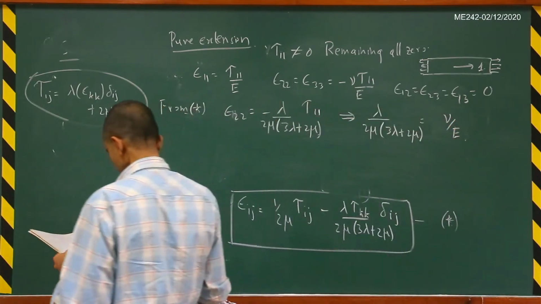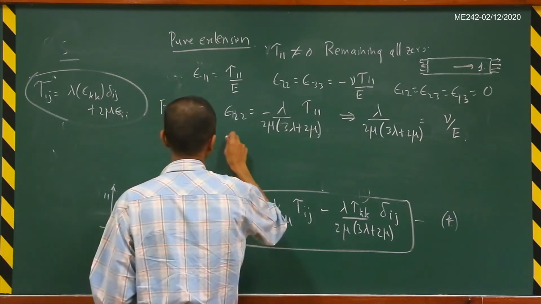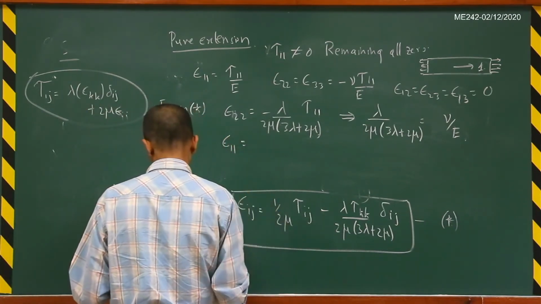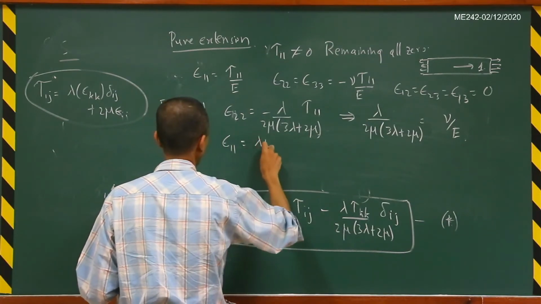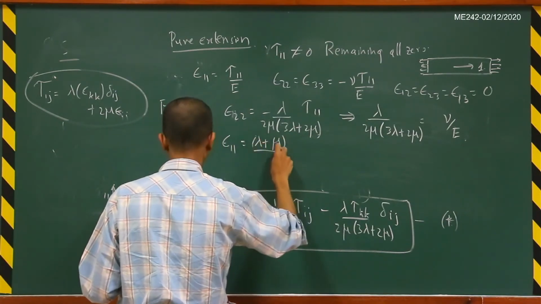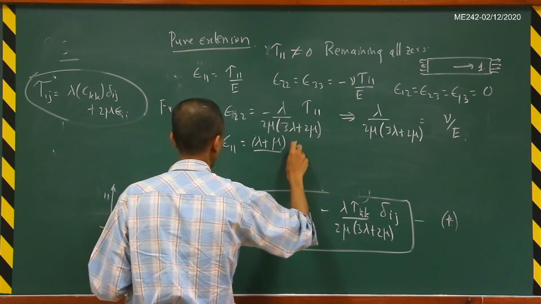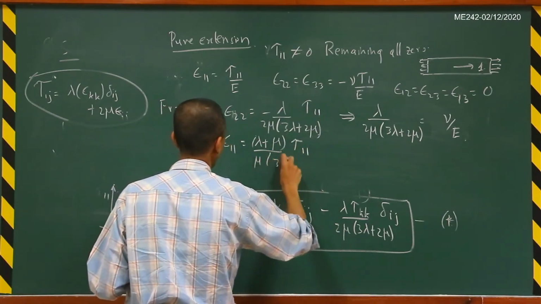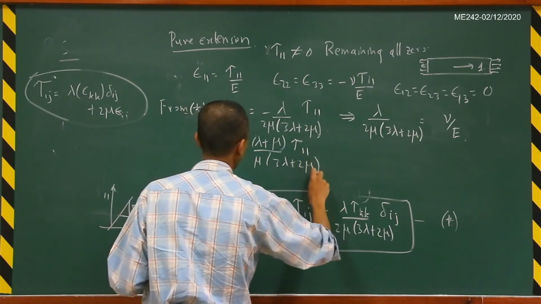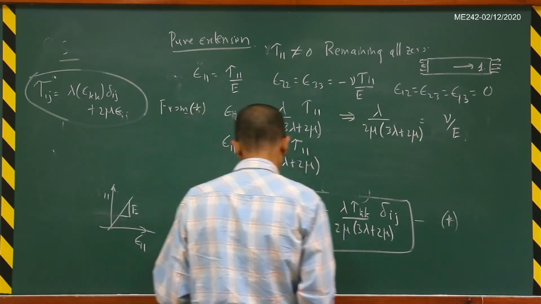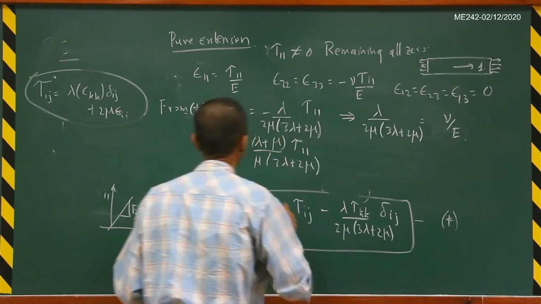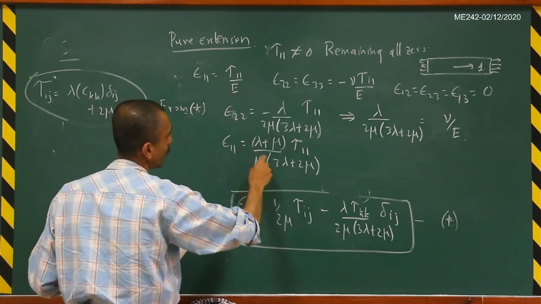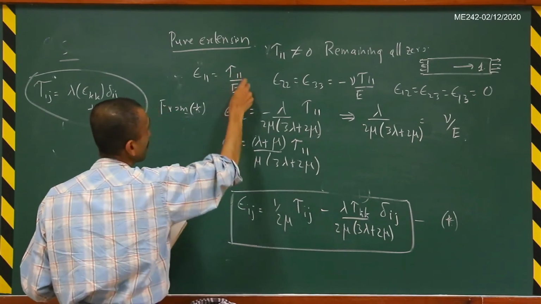Then similarly, I will also get epsilon 11 now from the same relation from star. What I will get is that this is lambda plus mu divided by mu times 3 lambda plus 2 mu. And this, again, if you compare it against this particular expression, then you will get that this coefficient is the same as 1 by E.